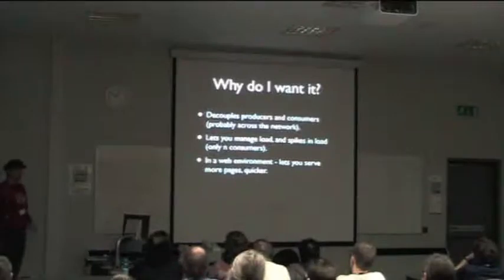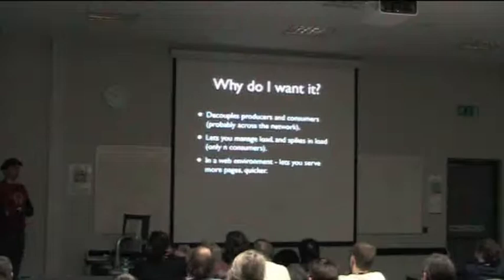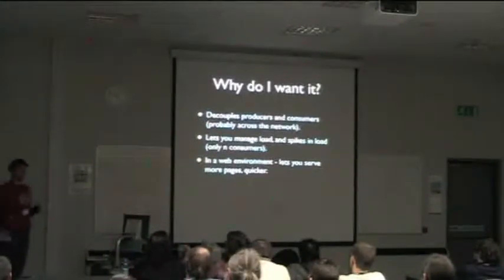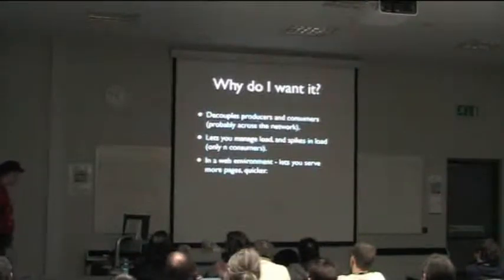It lets you manage load. If 5,000 people are on the site at once, asking you to do something very expensive, you can queue up 5,000 requests and have two servers work through them one at a time, because having two servers trying to do 5,000 things at once is not very efficient. You spend more time context switching than actually working.